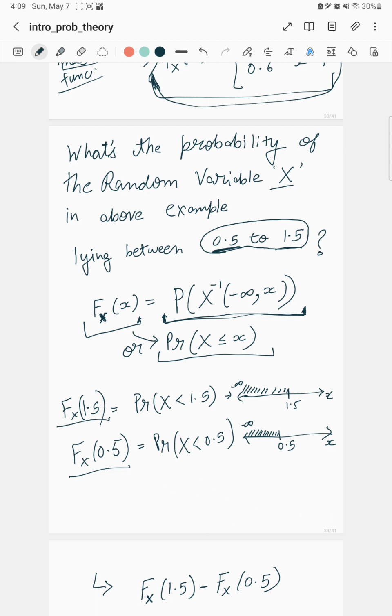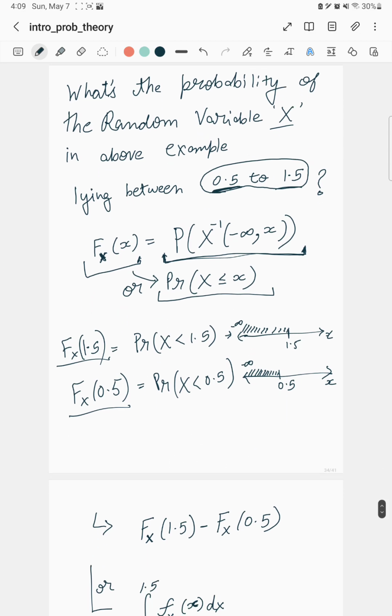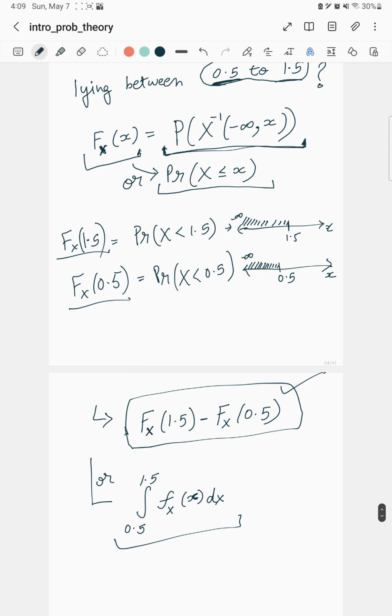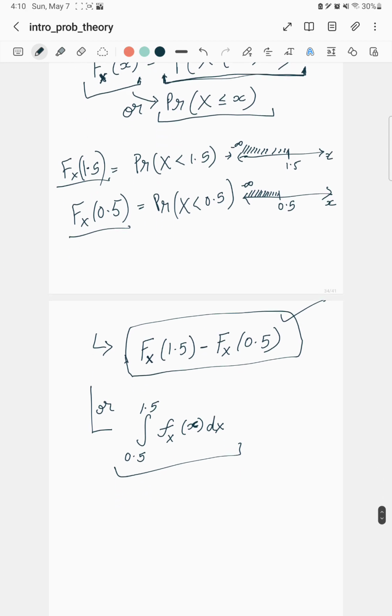So if we want to find out the probability that the random variable x is lying between this range, the probability would be this. And in some cases it is very difficult to determine the cumulative distribution function of a random variable. So instead of that, we use the probability density function to calculate the same result. And as you know, the probability density function is nothing but the derivative of the cumulative distribution function. So it can also be denoted in this way.